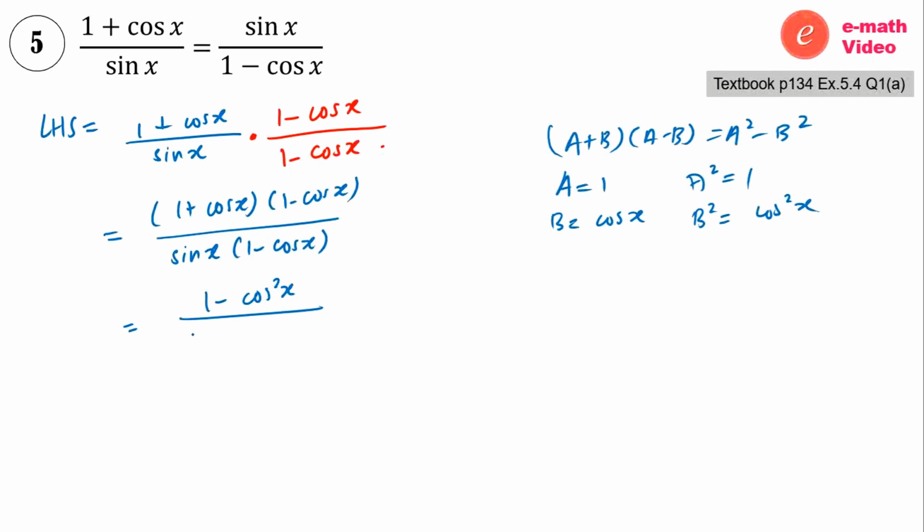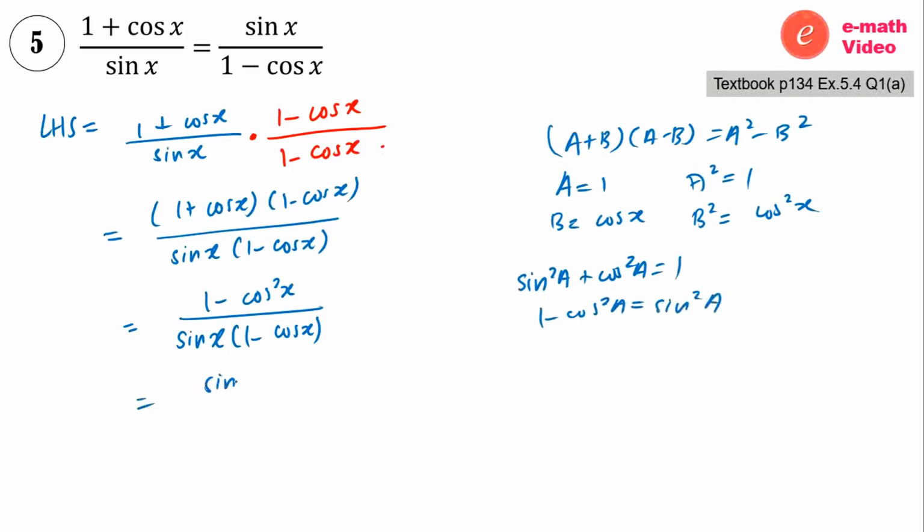So don't explain, just let the sin x outside, 1 minus cos x. On top here, we use the basic identity, sin square a plus cos square a equals to 1. So 1 minus cos square a equals to sin square a. Sin square a over sin x, 1 minus cos x. See, our sin x and sin square x can cancel. So we'll get sin x over 1 minus cos x.